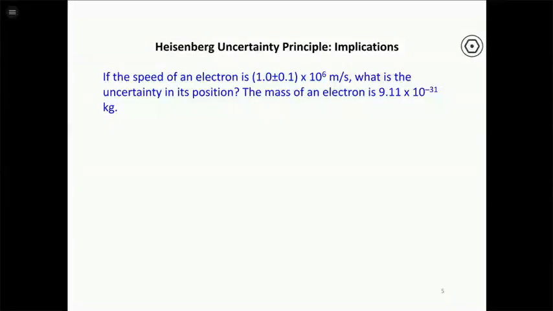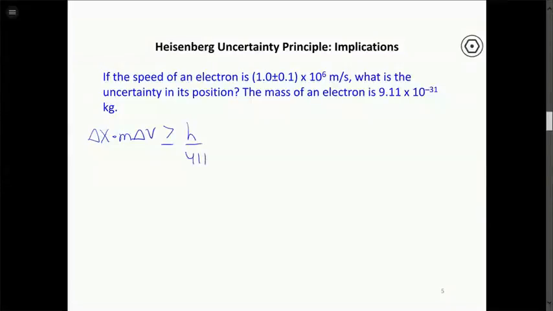This is a reasonable speed for an electron. It sounds like a very fast speed, but electrons certainly do move at this speed quite often in real situations. So we're going to calculate the uncertainty in position. Delta x times m delta v has to be greater than or equal to h over 4 pi.